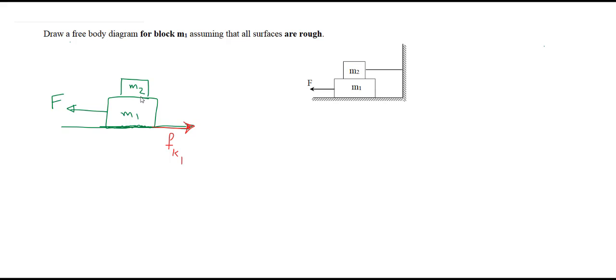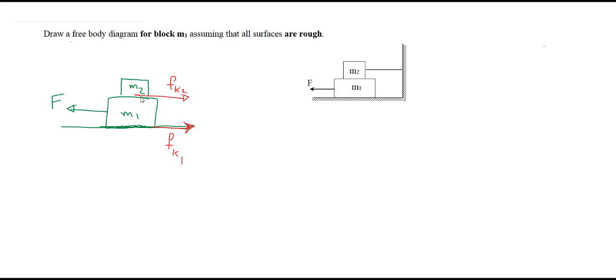M2 هو سطح، وبالتالي راح يكون في friction بما أنه حركة ال M1 إلى اليسار. So the friction doesn't want it to go that way, so it's gonna go here. So I'm gonna call this FK2, which is the friction between M1 and M2.